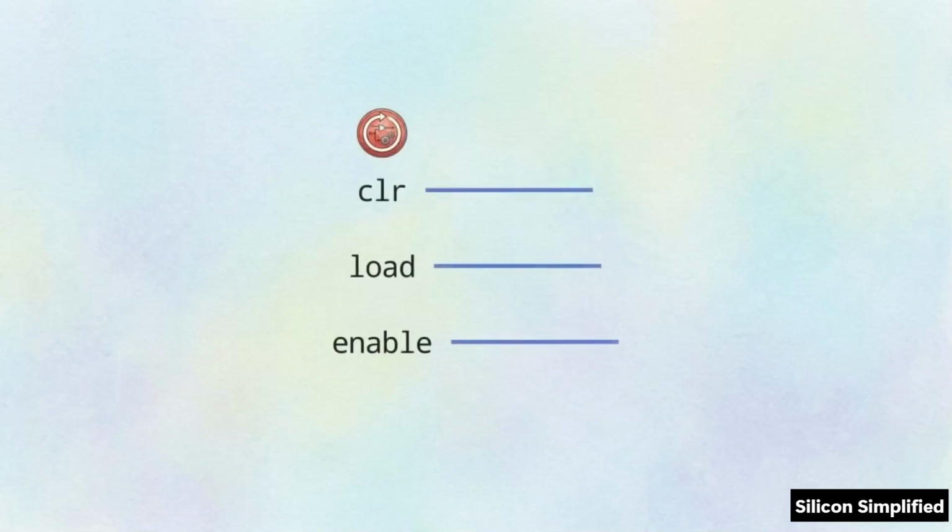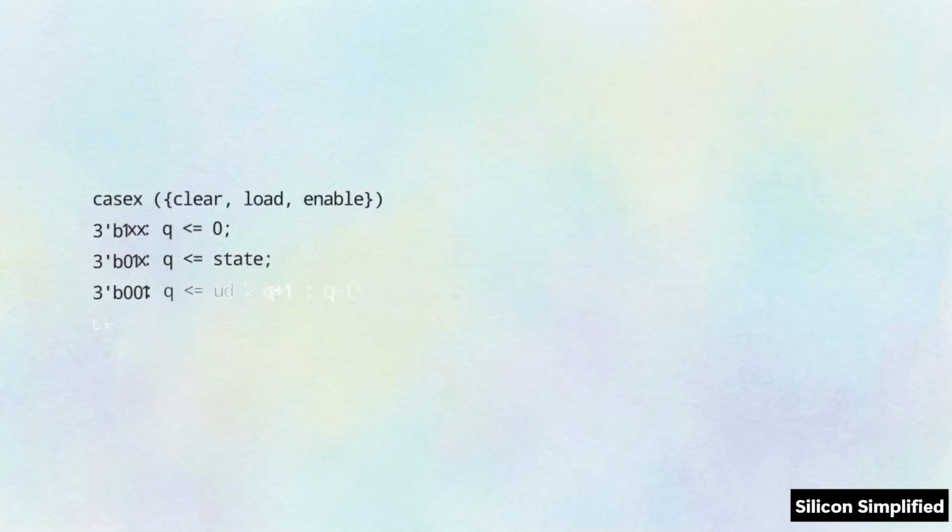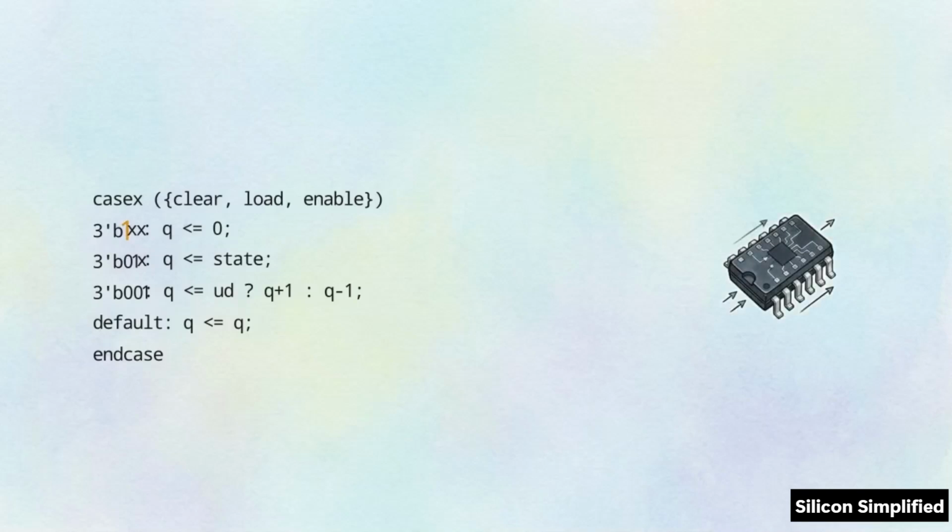We use vector concatenation to group these competing control signals into a single clean 3-bit bus. To resolve this specific priority vector, we use the casex statement. Casex evaluates conditions from top to bottom, stopping the moment it finds a true match. The highest priority state is clear, represented by a 1 in the first bit position. The x syntax denotes a don't care condition. If clear is high, the hardware entirely ignores the states of the load and enable pins.